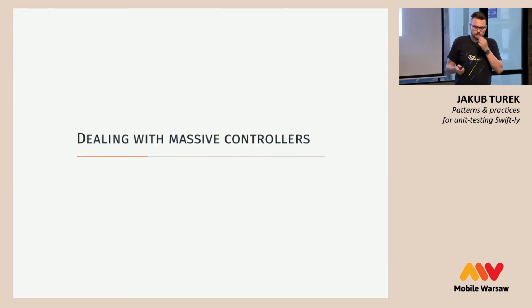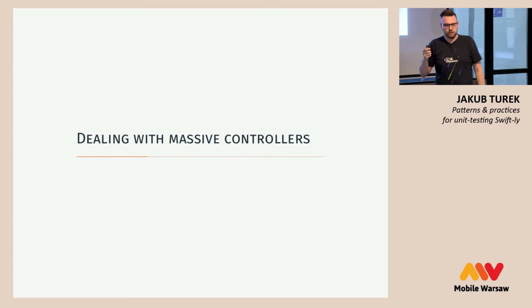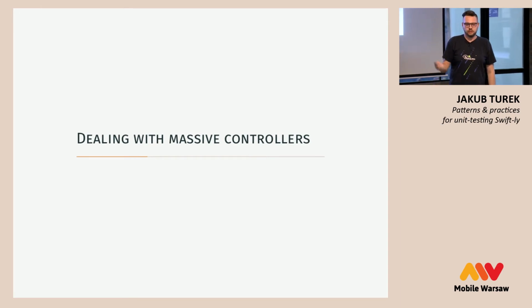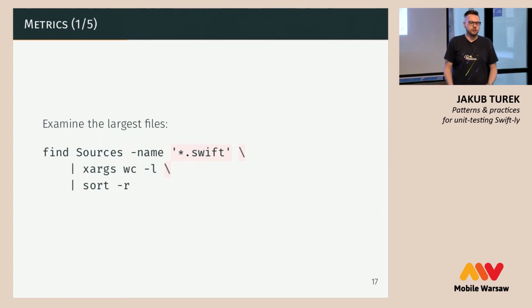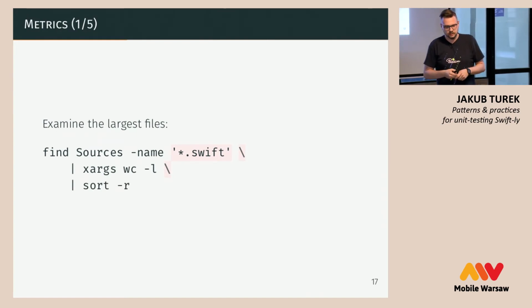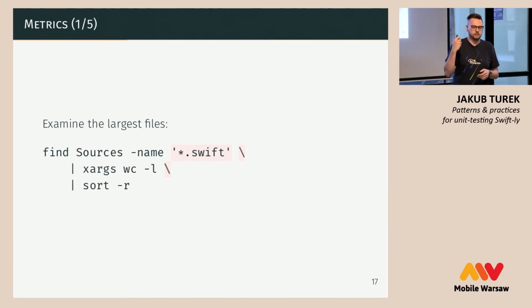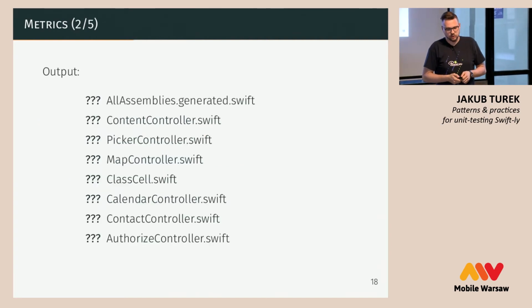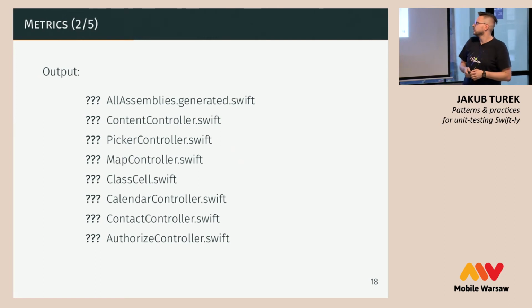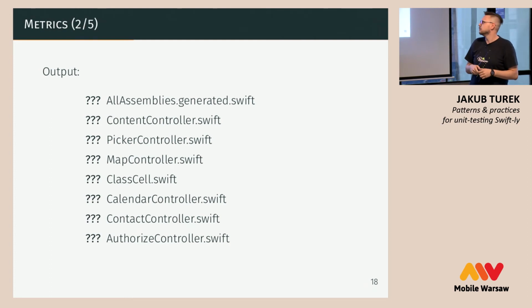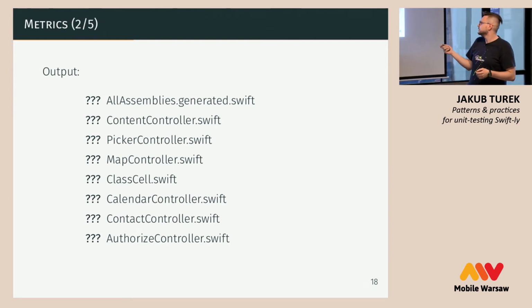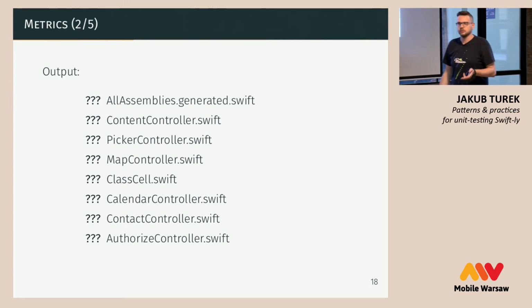So that was how to structure your code. The other problem is with testing controllers or with massive controllers. We all have them in our code, and it might be a problem. To show that, let's try to find the largest files in our project. What will happen is that the output will likely look like this, unless you are doing MVVM or something different. But you have 8 largest files, and 6 of them are controllers.